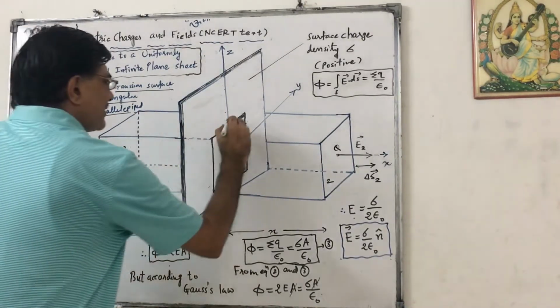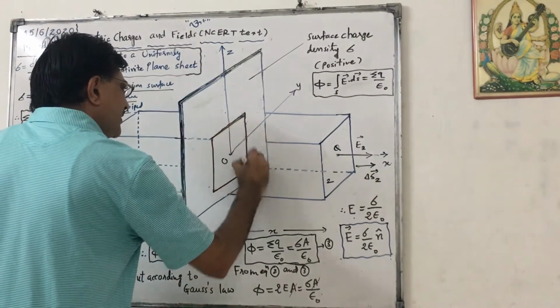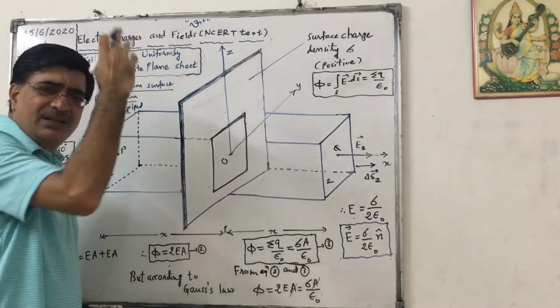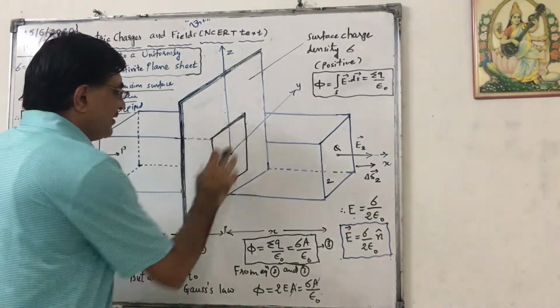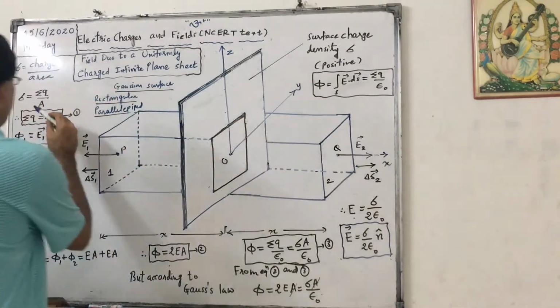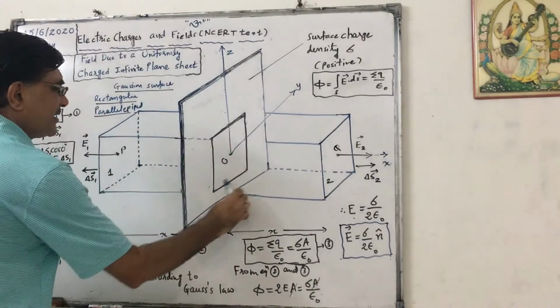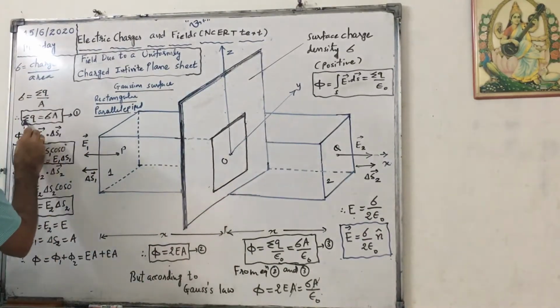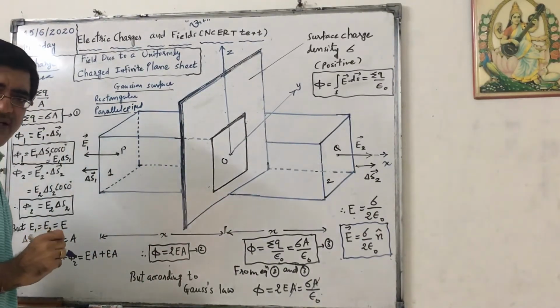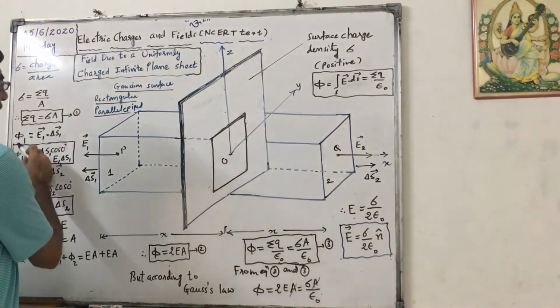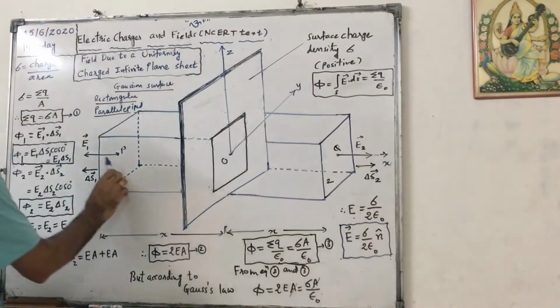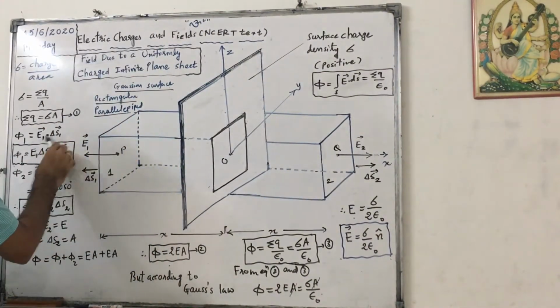Okay, let us consider charge in this fraction of the infinite plane sheet. Inside this, the charge is sigma q, let us assume, and the area of this is capital A. Then sigma q will be equal to sigma into capital A. Now the flux here, phi 1, is E1 dot delta S1.